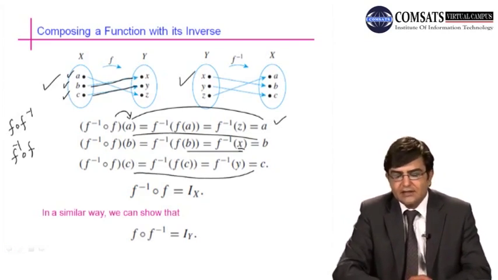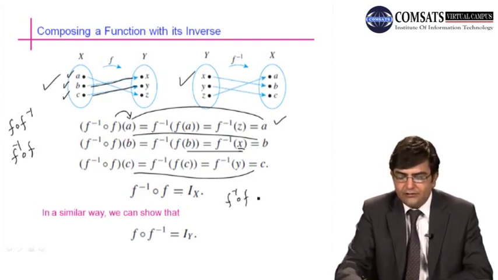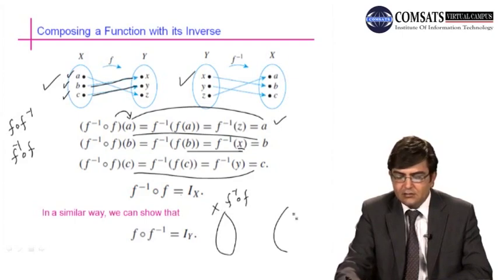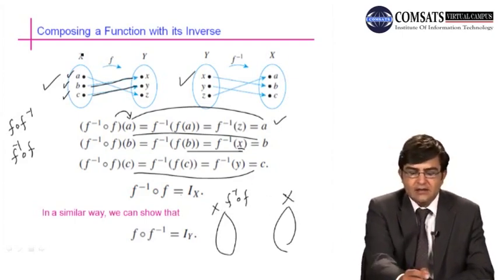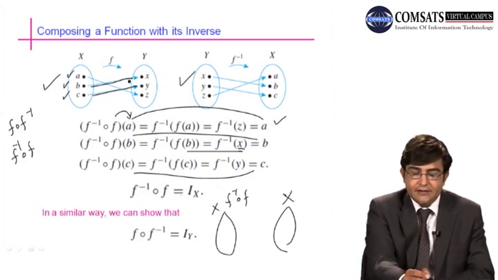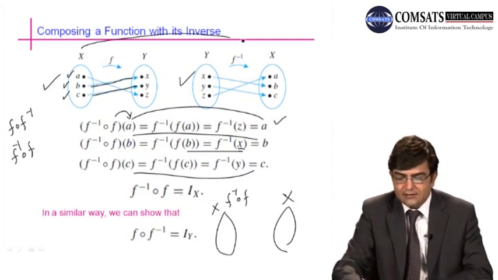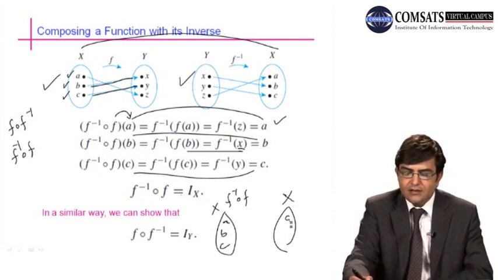So this is basically the property of F inverse circle F, how we define it from the first set X to the second set X here, because the composition of F inverse and F is from X to X. This is A, B, C, this is A, B, C.